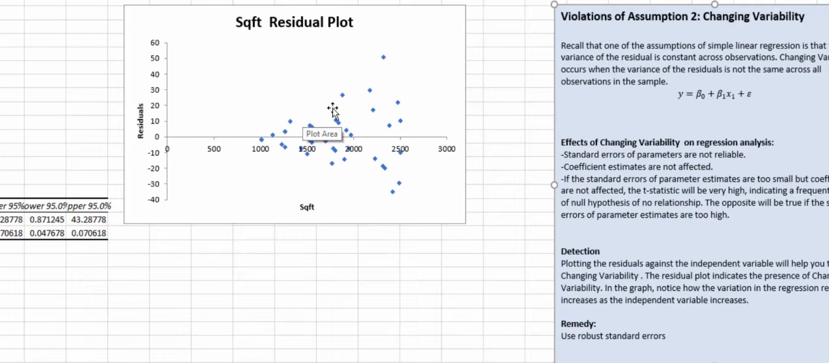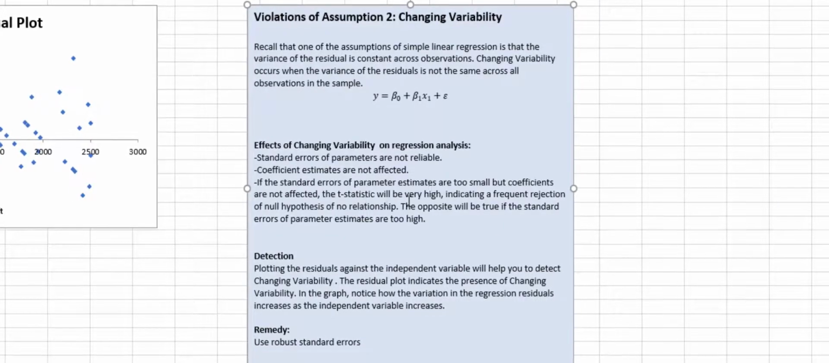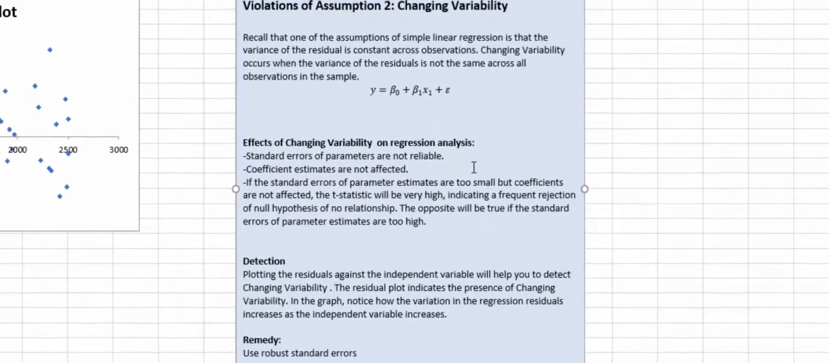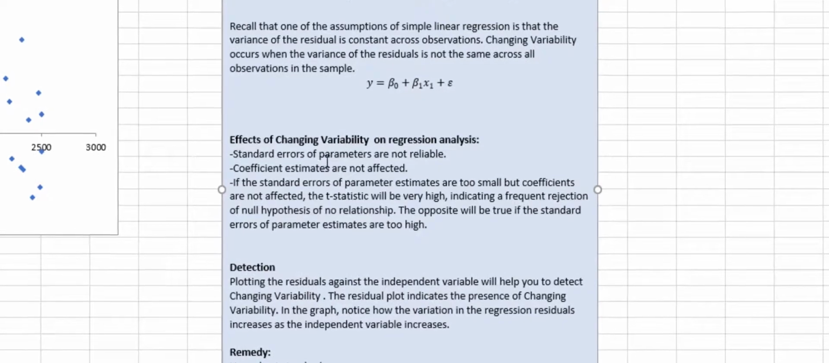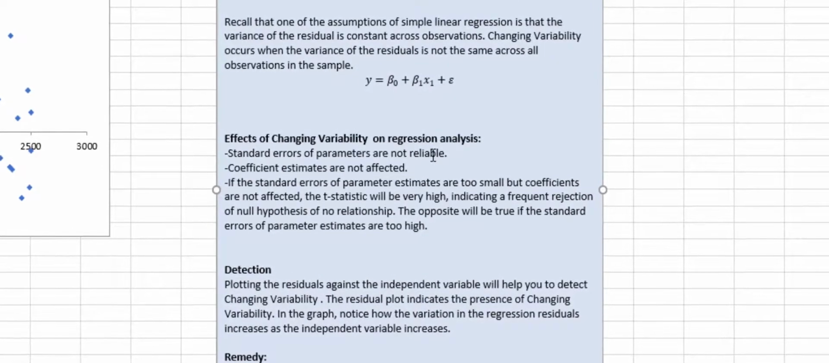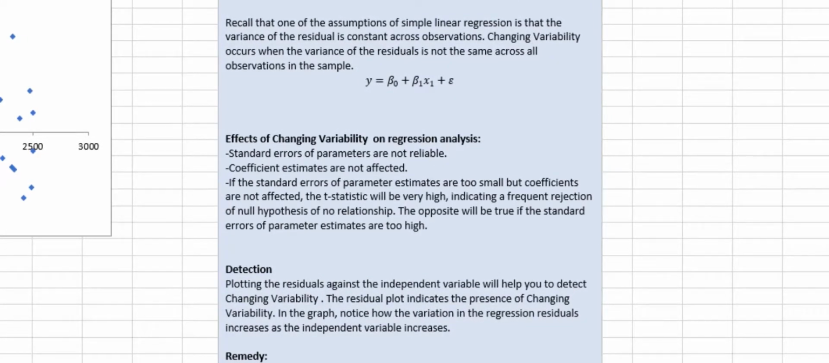For instance, a small convenience store is likely to include only bare essentials for which there is a fairly stable demand. A larger store, on the other hand, may include specialty items, resulting in more fluctuations in sales. So what are the effects of changing variability on regression analysis? First of all, standard errors of the parameters are not reliable. Coefficient estimates, as you see here, square foot and intercept, are not affected.